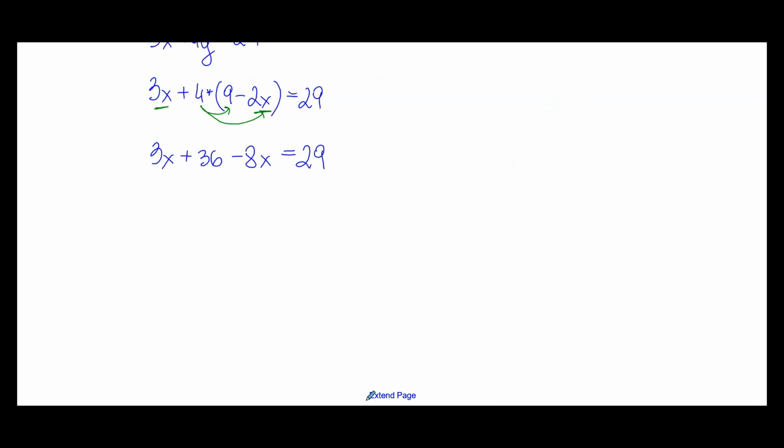So again, what do we do next? Don't forget, always, where are we going? x on one side, numbers on the other side. So I have 2 x's here, I have 3 and minus 8. If I put 3 minus 8 in the calculator, we get minus 5. So we have together minus 5x. On this side of the equation, we have 29. And we are saying numbers on the other side. So that 36 moves to the other side of the equation and therefore changes the sign from positive to negative.